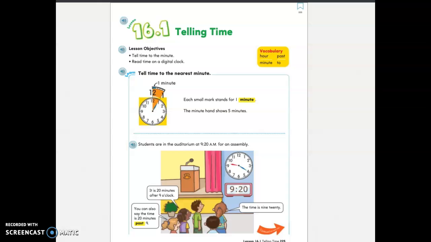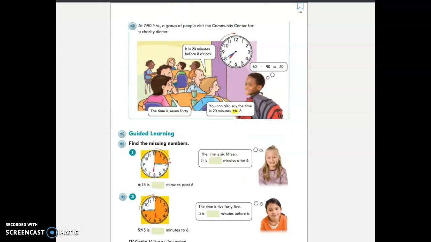So it's 20 minutes after 9, and we count the spots between each number. We count them by 5, so we're going to skip count by 5s. So it is 20 minutes after 9 o'clock, says this friend right here. You can also say the time is 20 minutes past 9 o'clock, because we are already past the 9. And this little student right here is saying the time is 9:20, written in words.